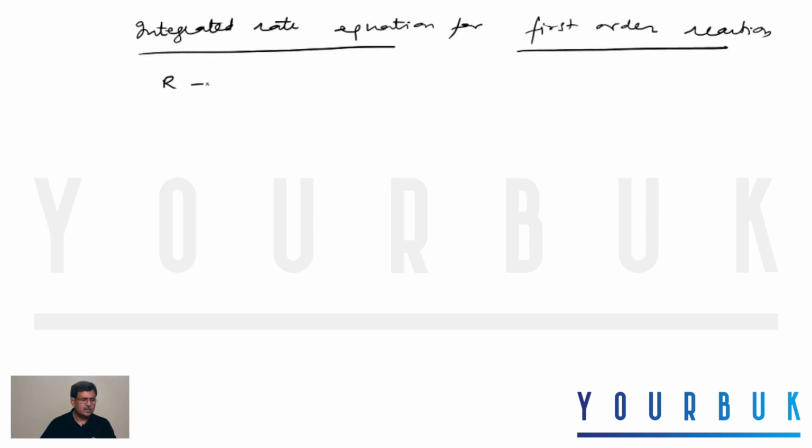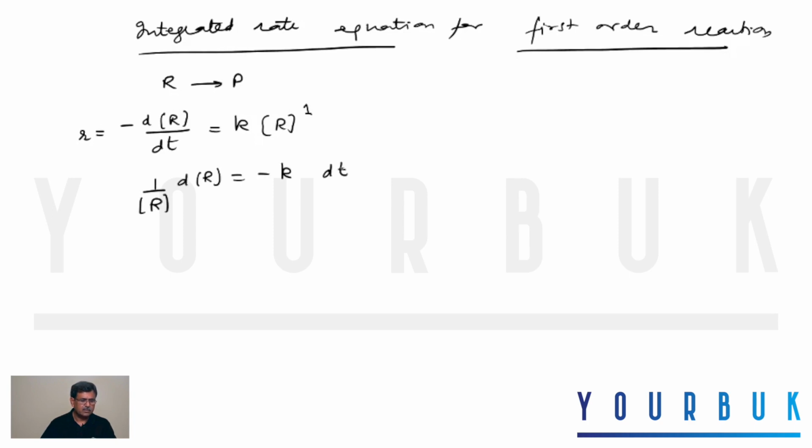Now this is a reaction given, R gives P. Then we write the instantaneous rate of disappearance of reactant is equal to K into R raised to power 1, because the order of the reaction is 1, and this is equal to minus dR by dt. Now integration of this gives 1 by R dR is equal to minus K into dt. Now we're integrating. When t equals 0, we have an initial concentration of the reactant R naught, and at t equals t, at the end of time t, the concentration of the reactant is R.